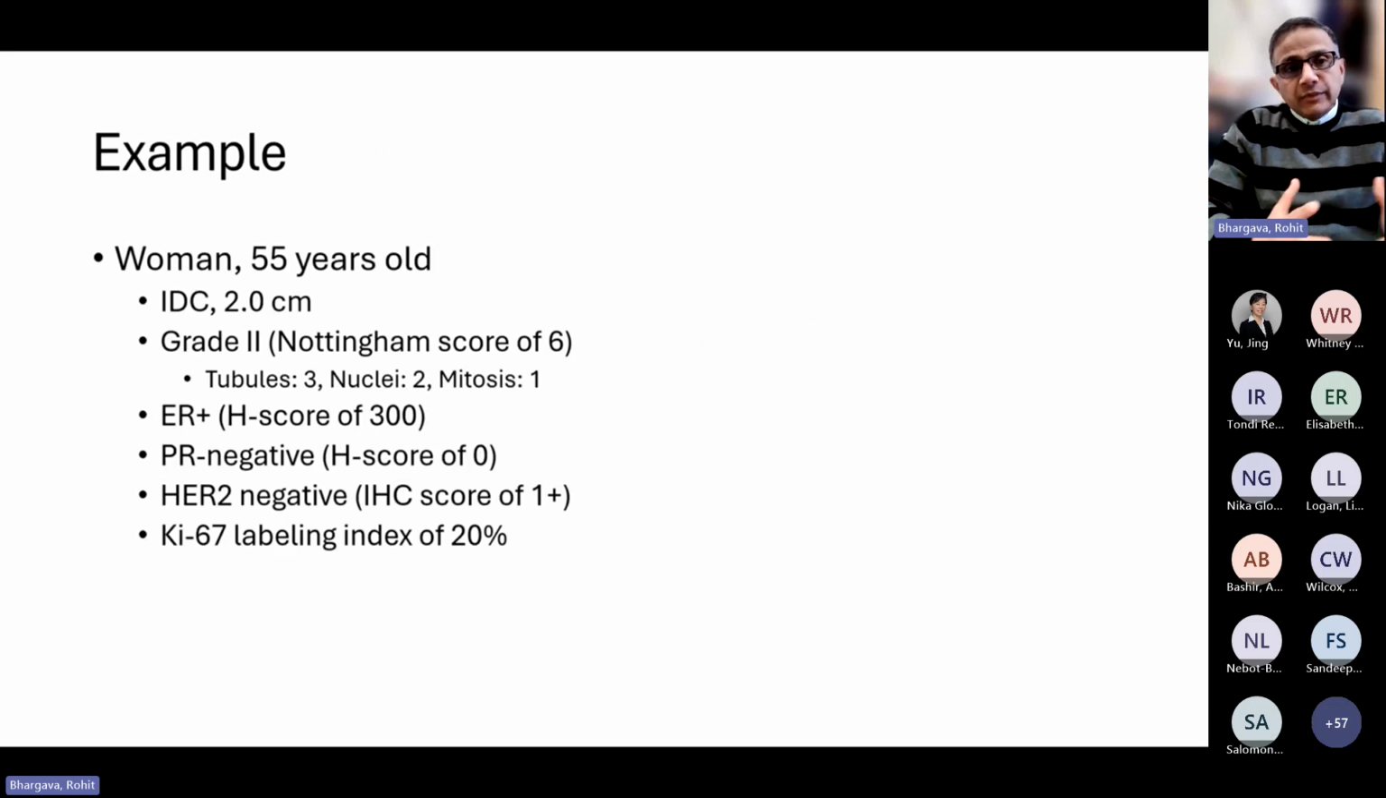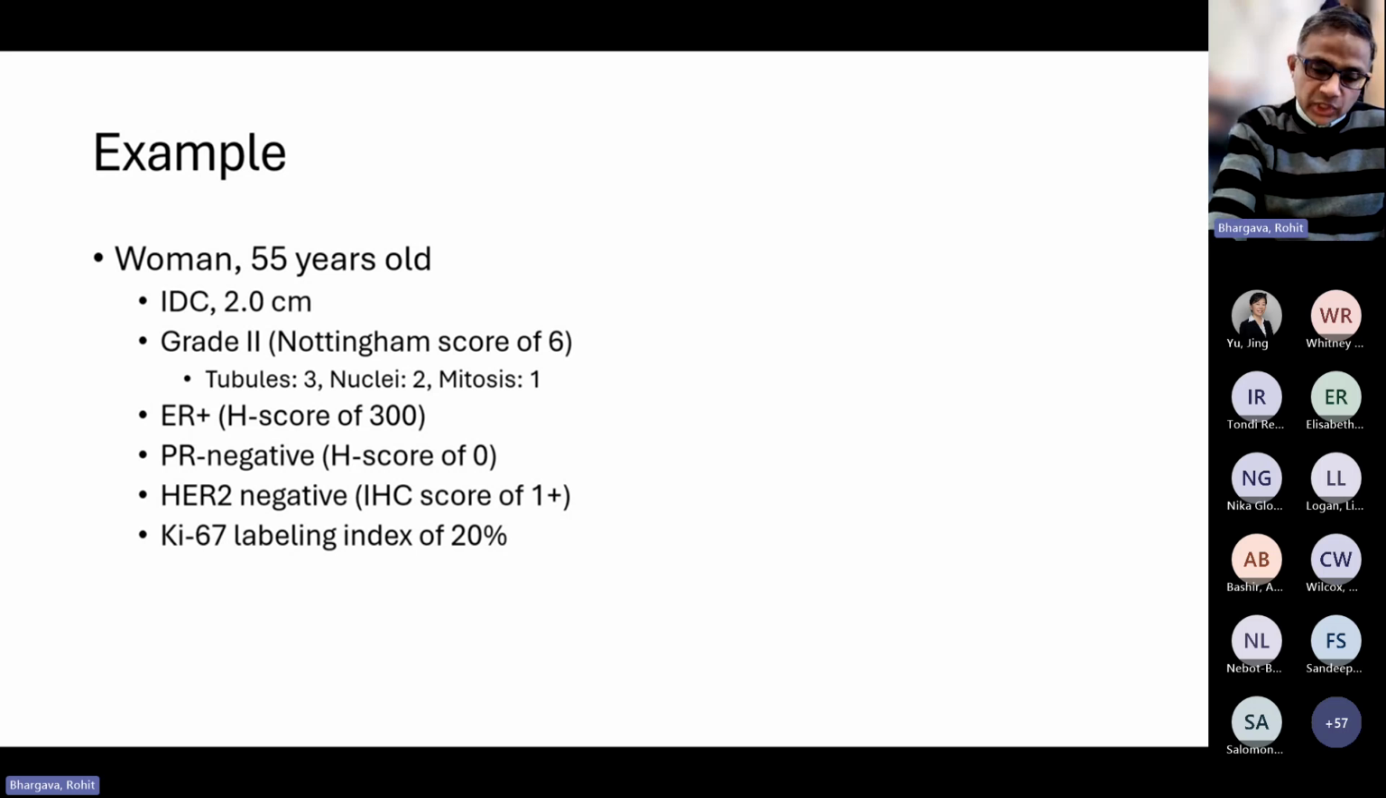So let me just give you an example of how the Magee equations and Magee decision algorithm work. Just taking a hypothetical example of a 55-year-old woman with a 2 centimeter, grade 2, Nottingham score 6 tumor, strongly ER positive with an H score of 300, PR negative, HER2 negative, and a Ki67 proliferation index of 20%.